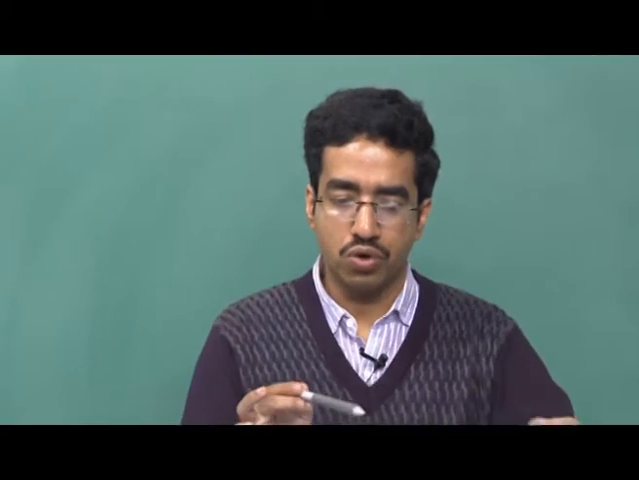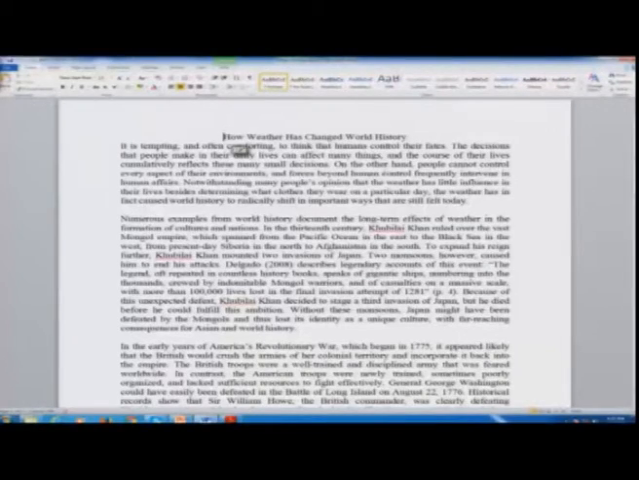So, this is how weather has changed world history. This text, if you recall, we have looked at in detail when we were looking at reading for detailed understanding. Now, let us look at the text in terms of introductory paragraph, body paragraphs, and how the connections are established among them. So, if you look at the introductory paragraph here, this again starts with a very broad notion. It is tempting and often comforting to think that humans control their fates.